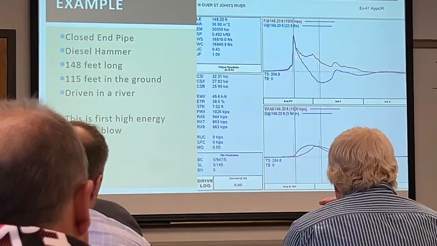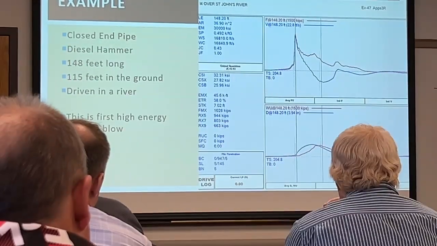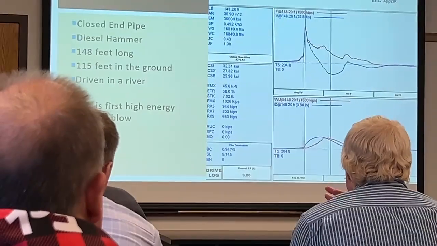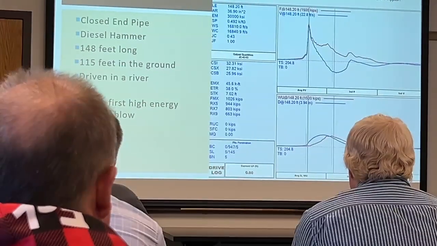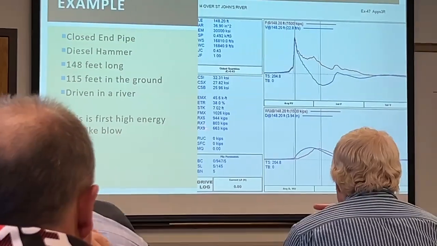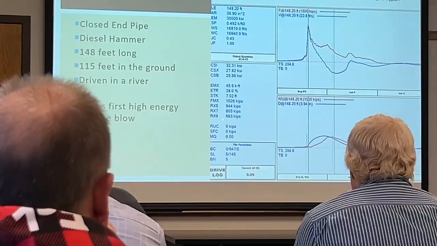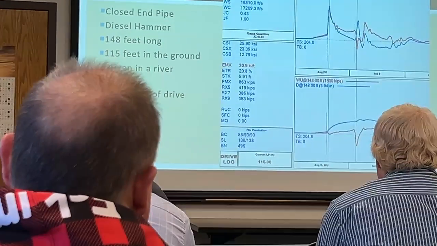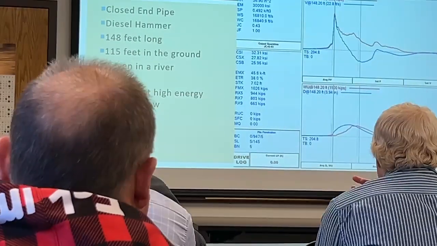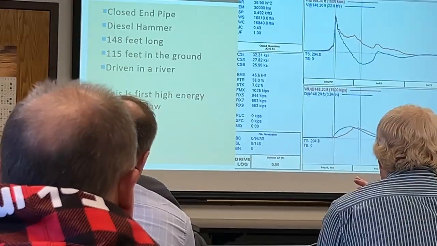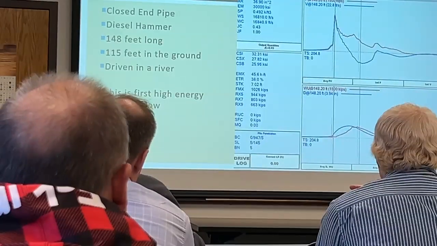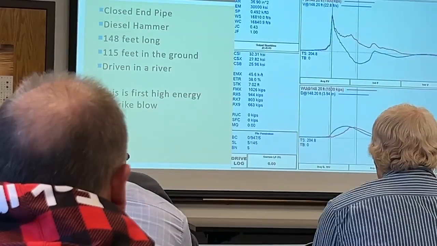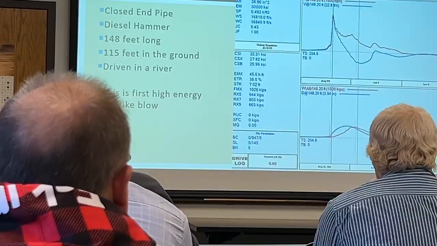And we see more separation between force and velocity. We see our RX capacity values, that's the case method capacity that we talked about with a JC of 0.5, 0.7, and 0.9, is now between 600 and 900, coming off of 350 to 420. This is the very first high energy blow. But remember, this pile is 115 feet in the ground, very long, and the displacements are going back to zero at the end of the record. So it's not really moving.